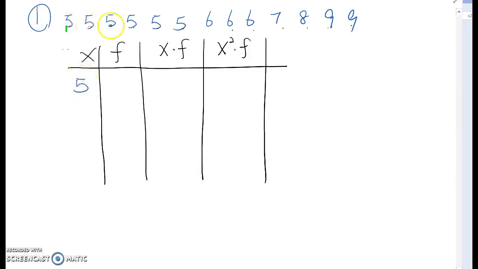5 and then 1, 2, 3, 4, 5, 6. So 5 appears 6 times, and then 6 appears 3 times, 7 once, 8 once, 9 twice. Good.